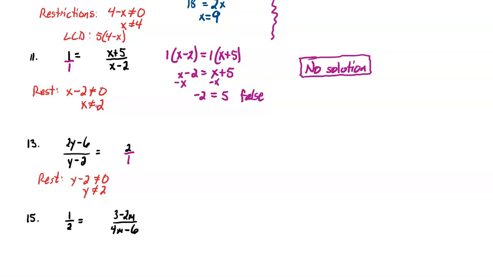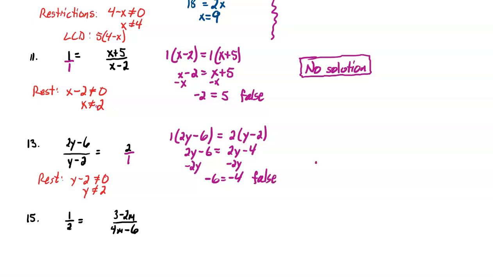So on one of the diagonals, we have 1 times 2y minus 6. And that's equal to, on the other diagonal, 2 times y minus 2. 2y minus 6 equals 2y minus 4. Subtract 2y from both sides. Getting negative 6 is equal to negative 4. Again, a special situation, the variable is gone and we get a false statement. And so our conclusion is there's no solution.